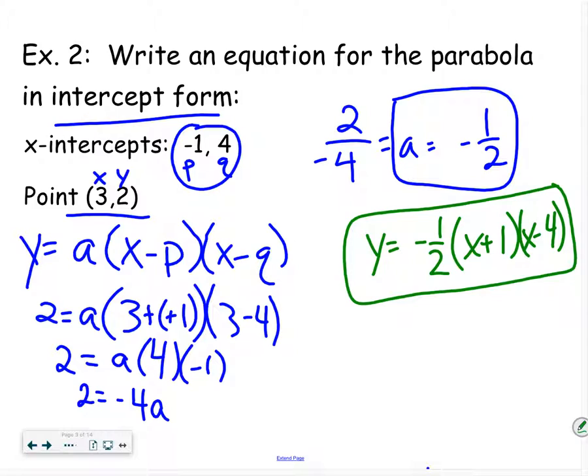Not too bad, right? Just a little bit of extra algebra. But remember, the thing to pay attention to is what form you're using, and you have to remember that form right there. Intercept is the one that kind of looks like factors together. Okay, questions on this one? I'm gonna have you guys try one of them, and then we're gonna start review.